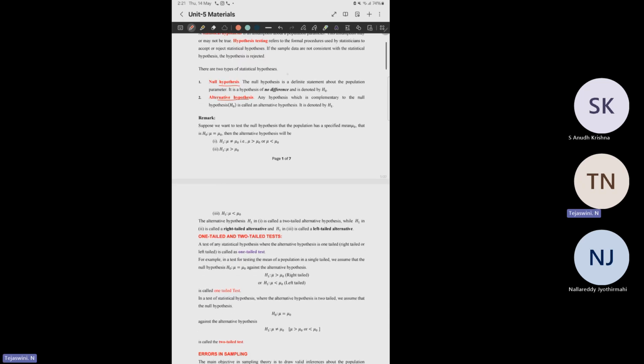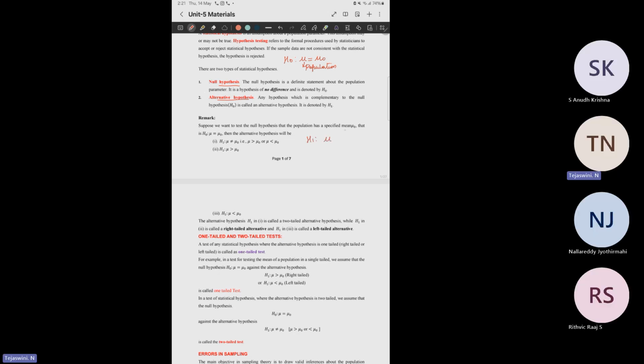So how do we generally make a hypothesis? In our case, we assume the hypothesis with a population mean given. This is the population mean. We assume that the population mean does not change. For the alternative hypothesis, we take three cases: that the population mean is not equal, that is, the population mean changes, or the population mean is less than the mean we assume, or the population mean is greater than the mean we assume.